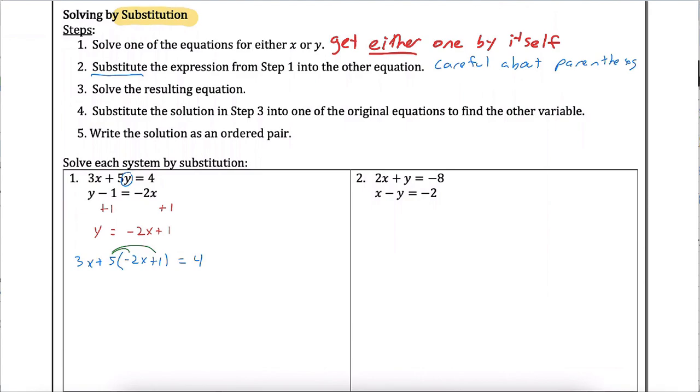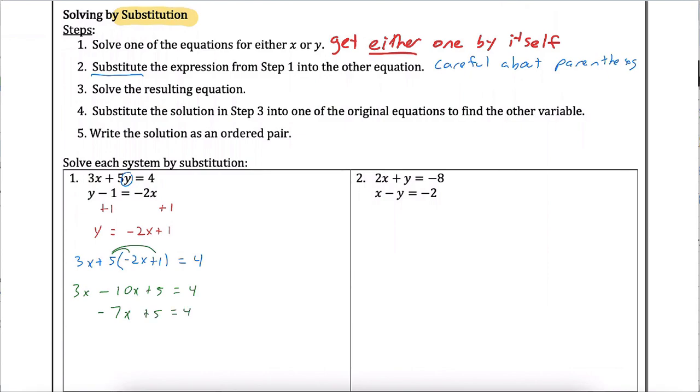So I'm going to start solving the resulting equation. In order to do that, I'm going to do the distributing. 5 times negative 2x is negative 10x, and 5 times 1 is 5. And then we'll just keep solving here. I can combine 3x minus 10x is negative 7x. Please keep in mind that you can rewind and pause this video if I'm moving too fast.